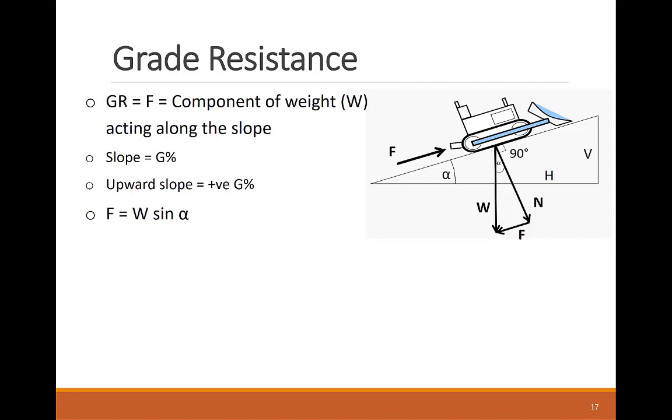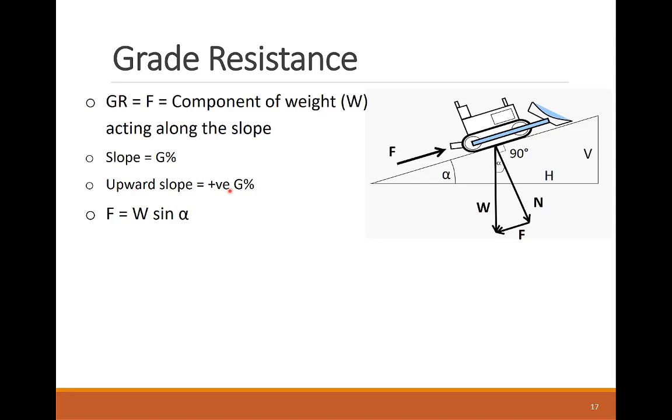The grade resistance, GR, force equals the component F of the equipment weight parallel to the slope. Sloped surfaces are usually described by their grade percentage value, G percentage. A positive G percentage is used when the equipment travels upward or uphill on the slope.